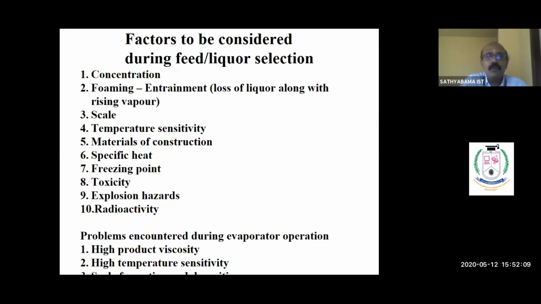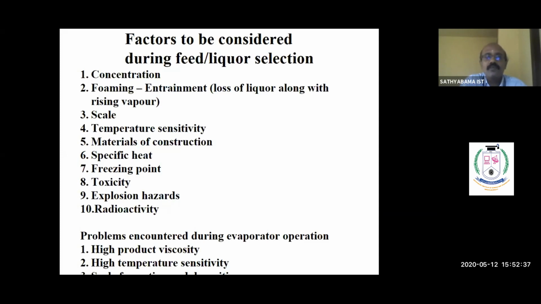Then coming to the foaming, certain substances may foam out of the evaporator tube, and such a process is known as entrainment. So entrainment is nothing but the loss of thick liquor along with the rising vapor. If the product is lost, obviously the capacity and the economy will decrease, so that the rate of heat transfer will also be reduced, which will lead to decreased efficiency of the evaporation process.